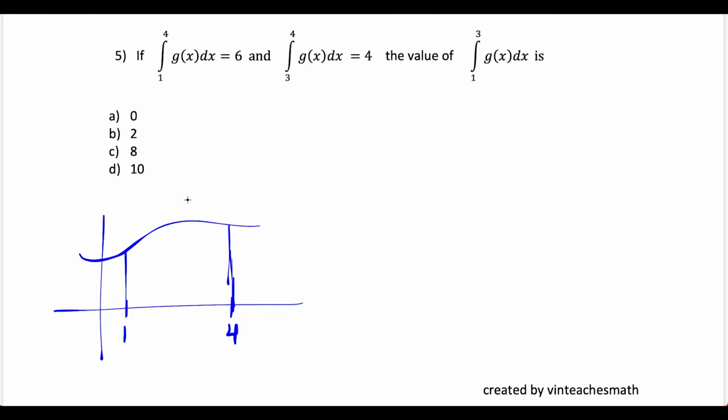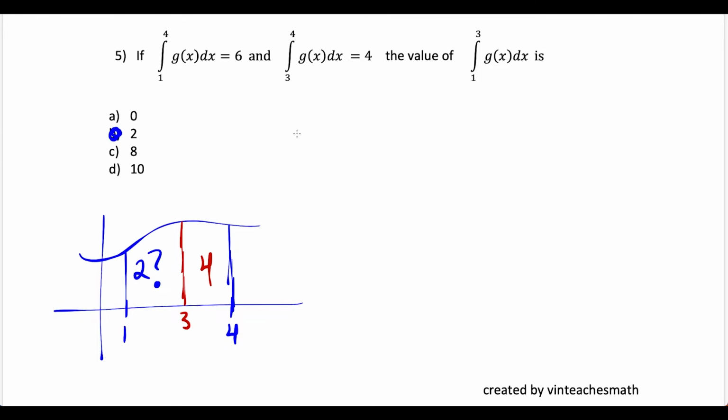And then if we look here from 3 to 4, so this is not drawn to scale, but from 3 to 4, the area is going to be 4 square units. So we want to know, what is the mystery area here from 1 to 3? Now this, you could just probably think about that it would have to be 2, because 2 plus 4 would give you 6, and that would be choice B.